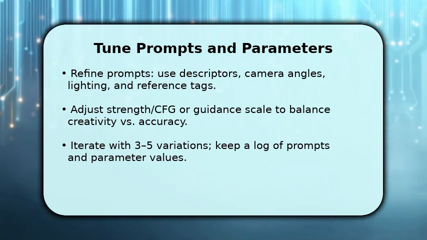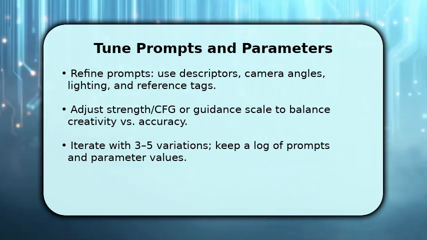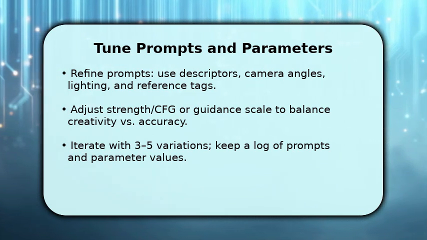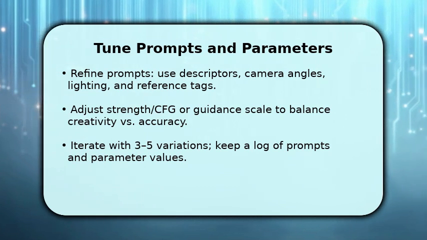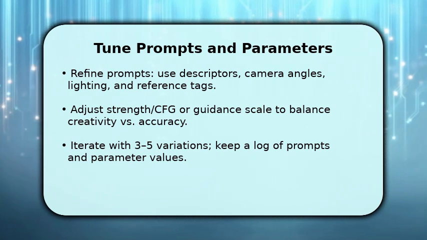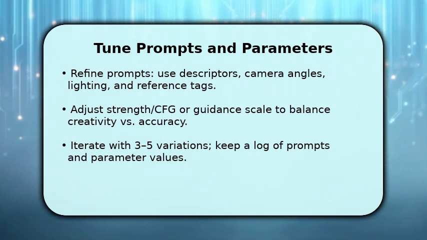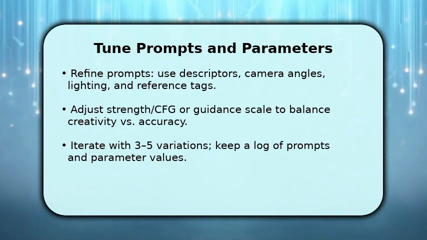Then adjust the guidance or CFG scale to control fidelity, lower for creative freedom, higher for literal accuracy. Once you have baseline settings, run 3-5 variations, changing one element at a time so you can see effects. Keep a simple log of each prompt and parameter set, because that record speeds up final selection and repeatable outcomes.